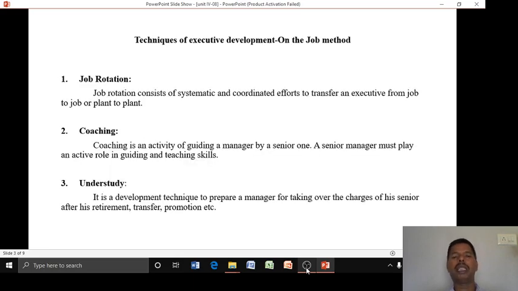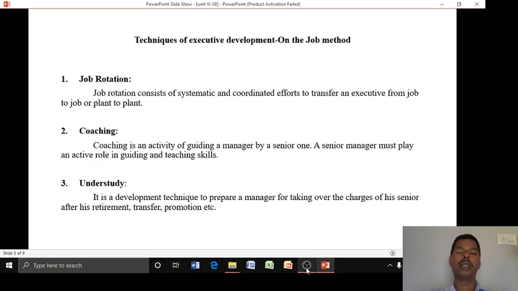Now, techniques of executive development include the on-the-job method, right? Some of the sentences are repeated, just like on-the-job training. Here we call it on-the-job executive development. Under that, first one, job rotation. It consists of systematic and coordinated efforts to transfer an executive from one job to another job, or one plant to another plant. So now you are the manager in the human resource department.